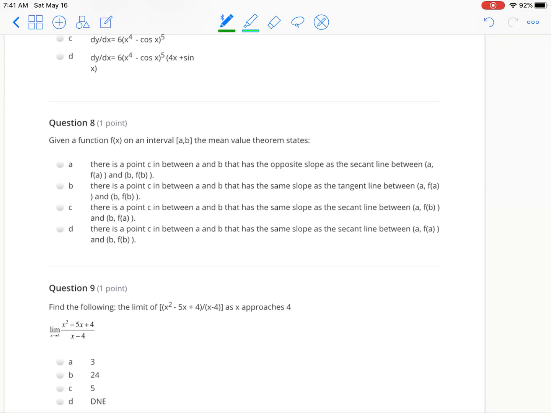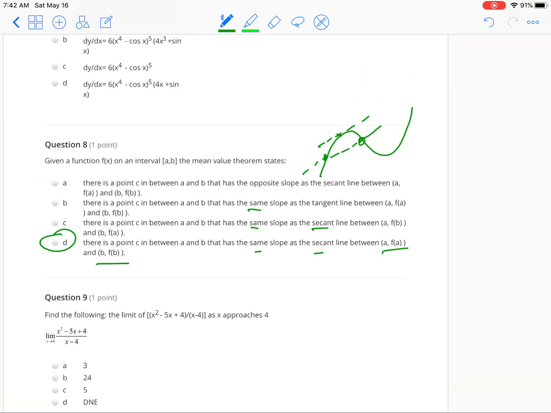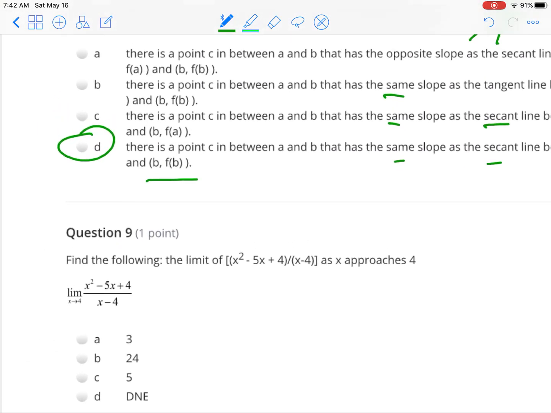Number 8, it was just the wording. Mean value theorem is there's a point between A and B that has the same slope as the secant line. Okay. And the ordered pairs are written A, F of A. Right, there you go. And B, F of B. So, again, for any 2 points, there's some point in between them that has the same exact slope as the secant line. This is also the one that almost everybody got correct.